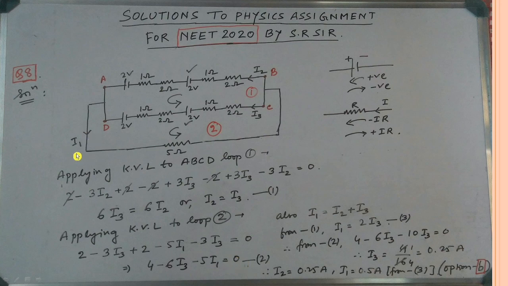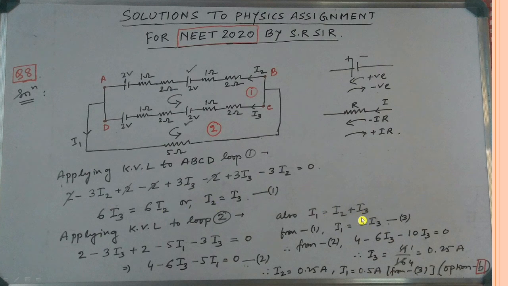And the current I1 is basically the algebraic sum of I2 and I3 from Kirchhoff's current law. All currents meet at a junction, so I1 equal to I2 plus I3. So these are the three equations we are getting. So from these equations, using I1 equal to I2 plus I3, we get I2.